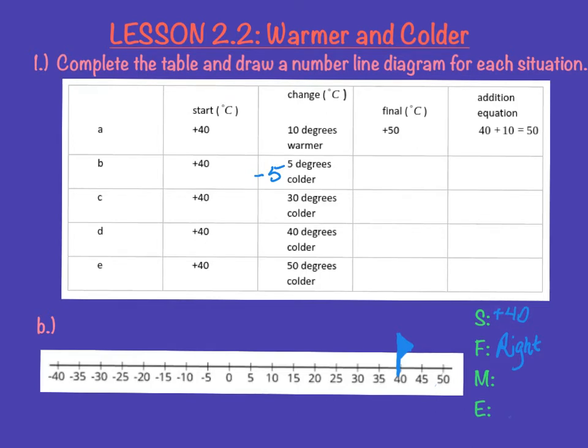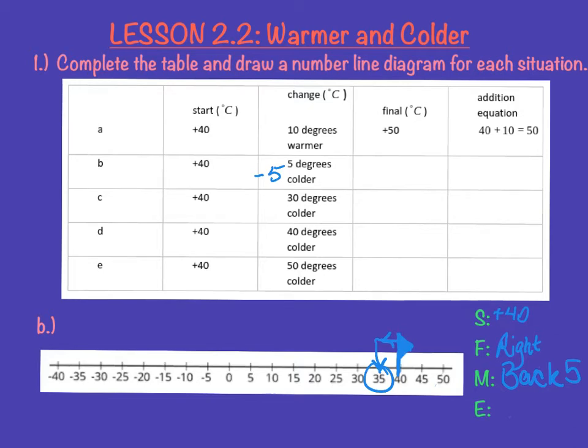So we still start at positive 40, we're still facing to the right. Now we have to decide which way to move. We have a negative number, so that means we move back, and in this particular case, we're moving back 5 places. So we're going in this direction, and because they already gave me the number line, I have to be careful not to make anything too long or go too far. I'm going to end right here on positive 35.